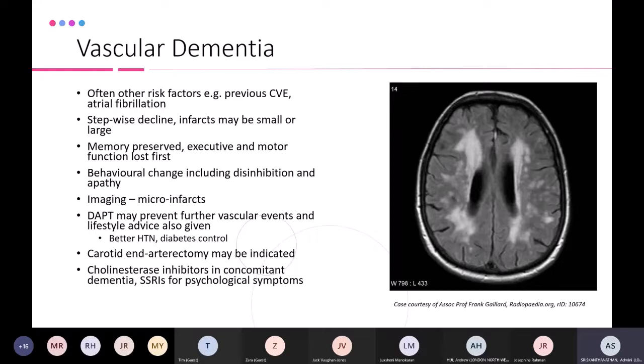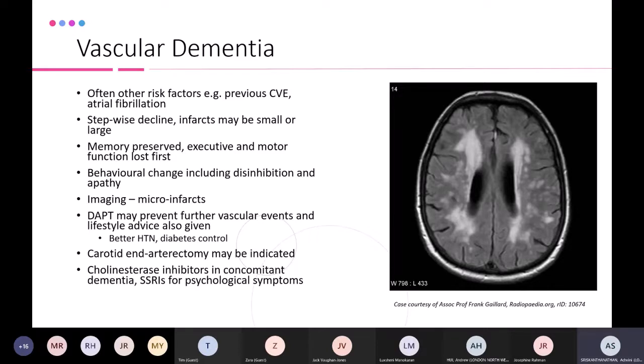And on imaging, you can see these microinfarcts. So they may not present as a stroke typically, but they'll have these minor changes due to these minor infarcts in their brains as well. And you can see these infarcts here on the scan. But it won't really cause any major physical dysfunction to them.